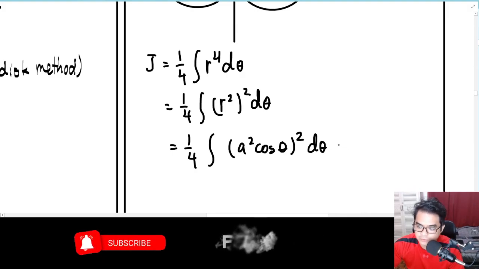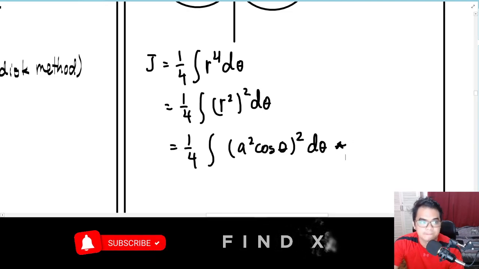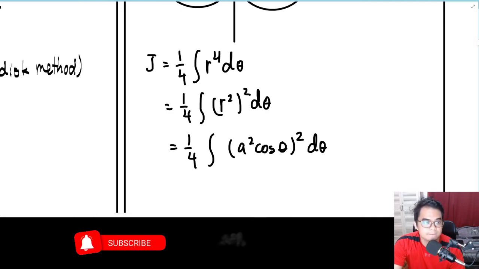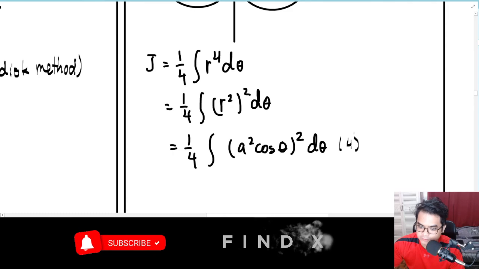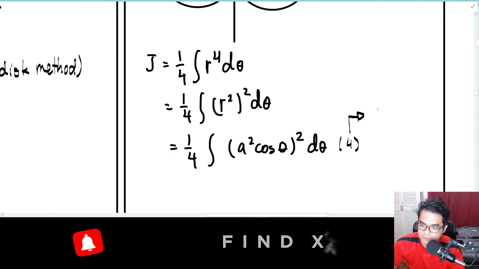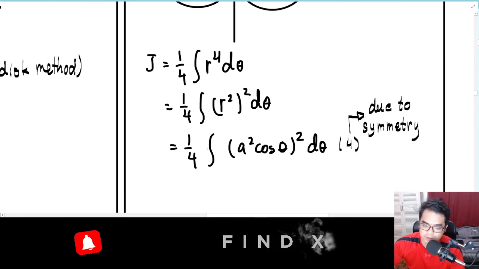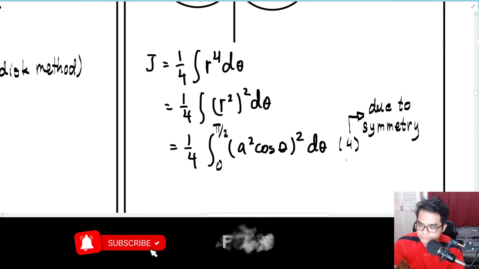And then I have to multiply this by 4, I have to multiply this by 4 because of symmetry. Okay. So how about the limits? The limits will be just 0 to pi over 2.